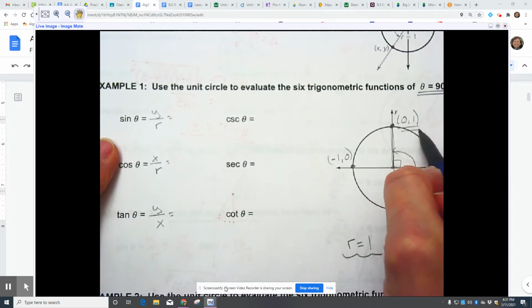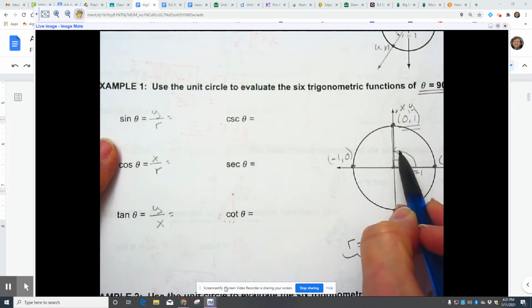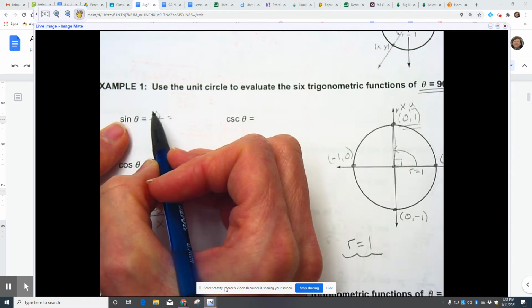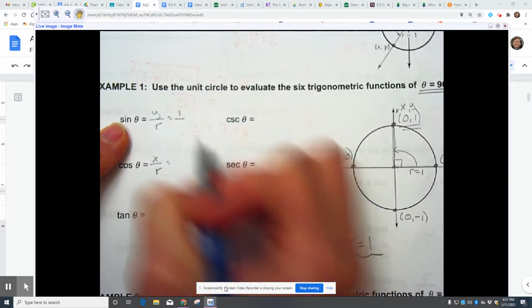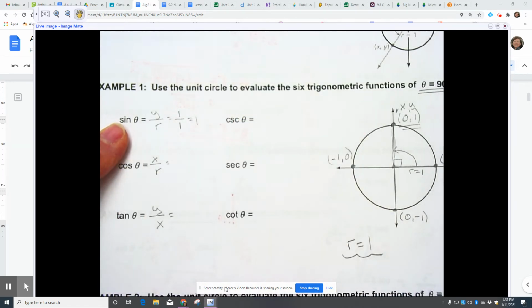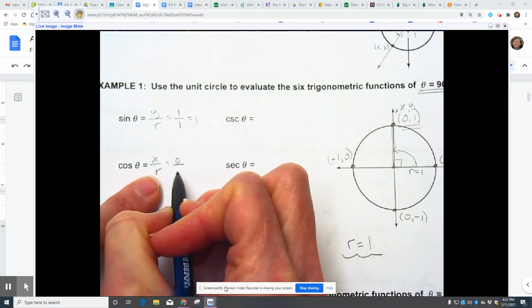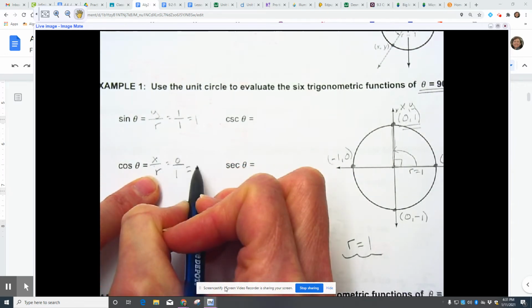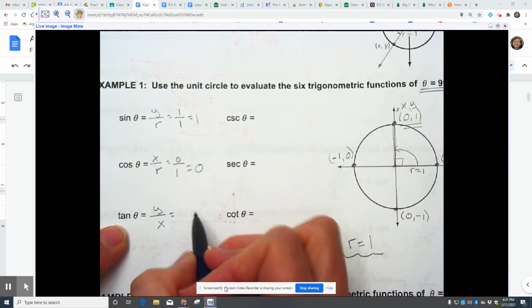So this is our coordinate point. That's our x, that's our y for 90 degrees. So y is 1. Radius is always going to be 1. 1 divided by 1 is 1. x is 0, r is 1. 0 divided by 1 is 0. y is 1, x is 0.